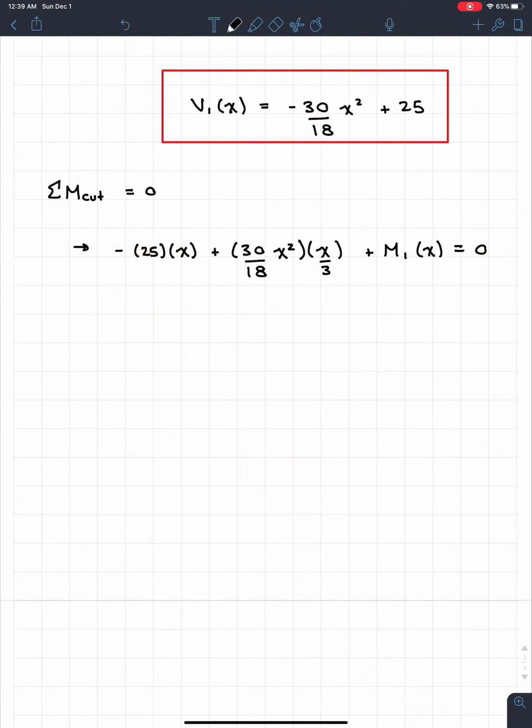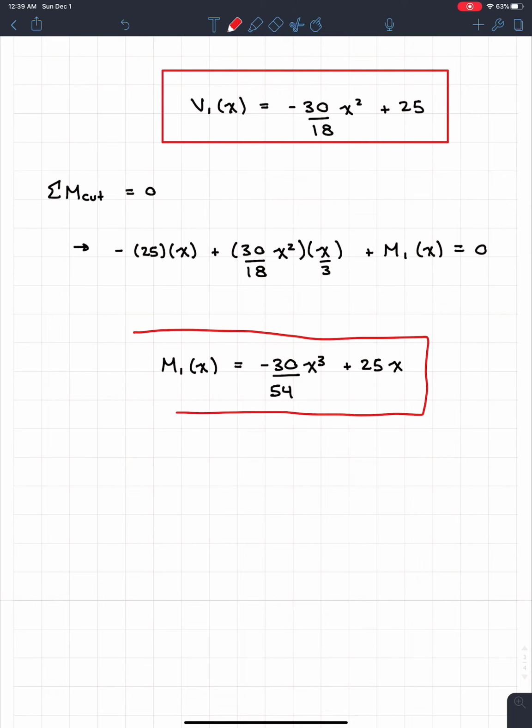And what we find is that M1 of x is going to be equal to negative 30. And at the bottom, we're going to have 18 multiplied by 3, so over 54. And then x squared times x is going to be x cubed. And then at the end, we got a plus 25x. It's plus because we have to move it to the other side. So now we have an equation for M1 of x.